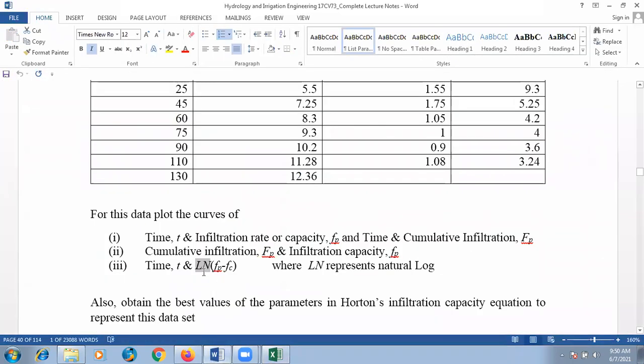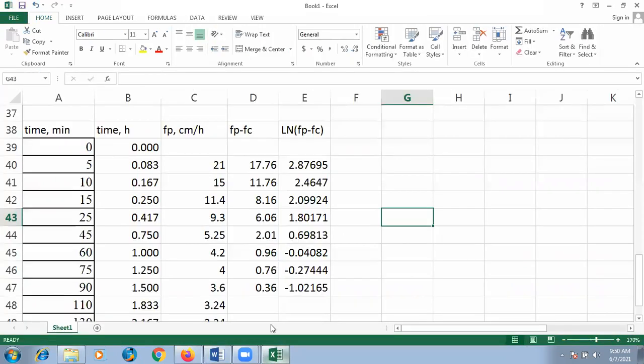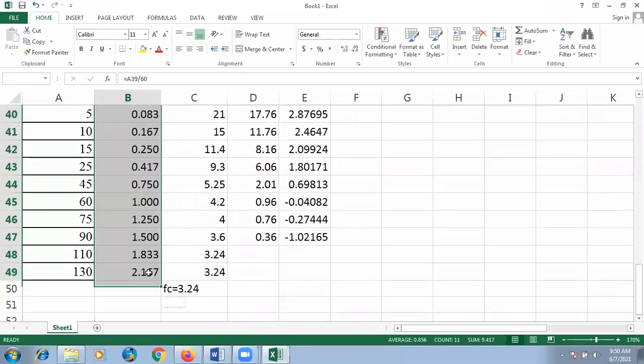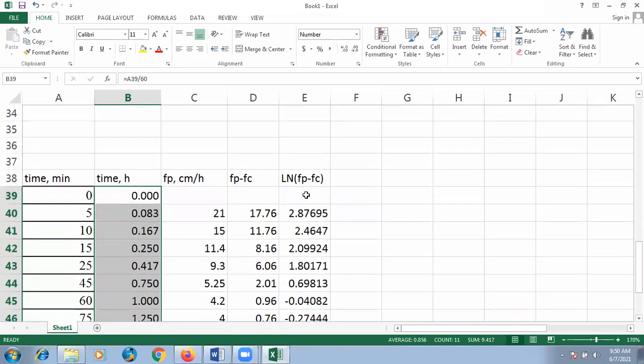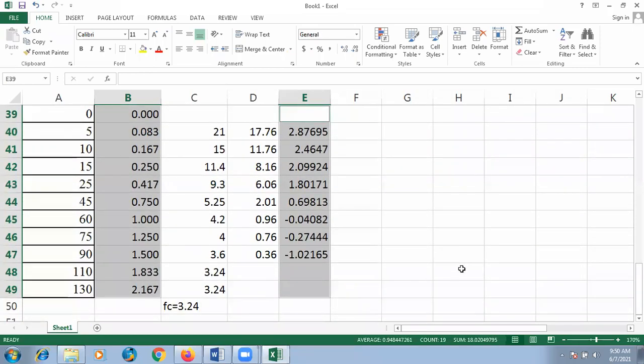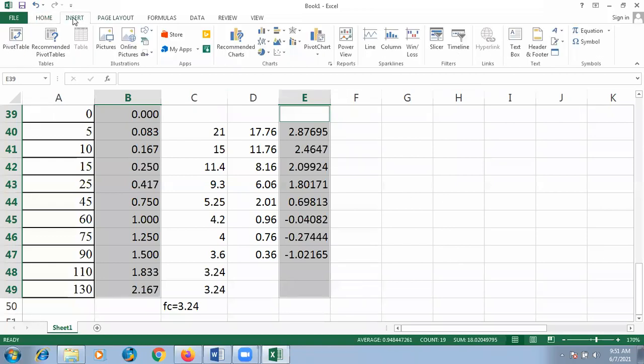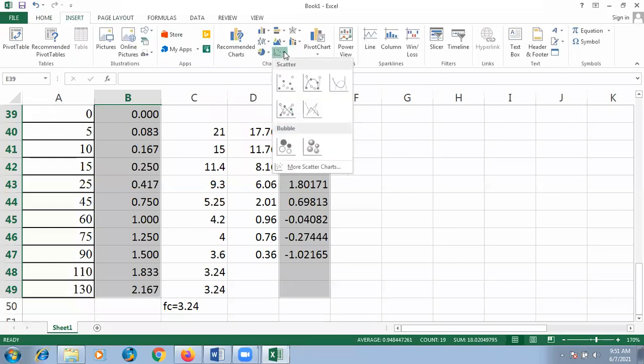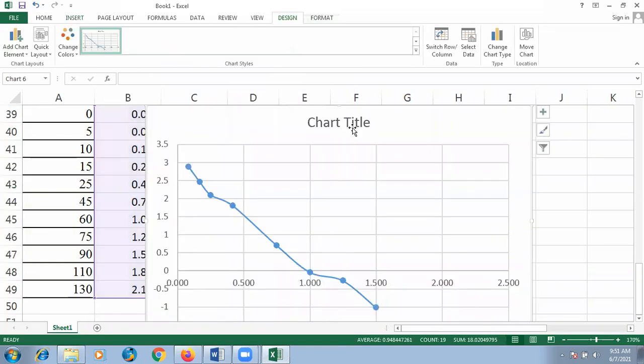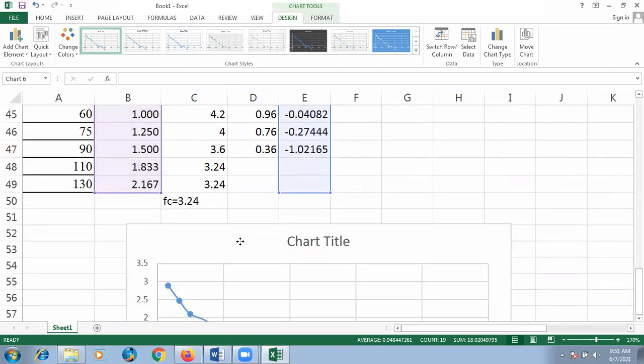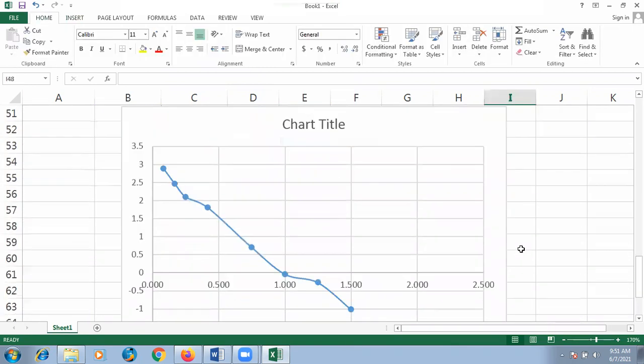Now, again, go back to the problem here. Time against natural log of fp minus fc needs to be plotted. So time has to be taken in hours. You be very careful about this. Here, time has to be taken in hours, and then the corresponding values of ln, natural log. You plot this, and it would look like a straight line. You look here. It comes more or less like a straight line.